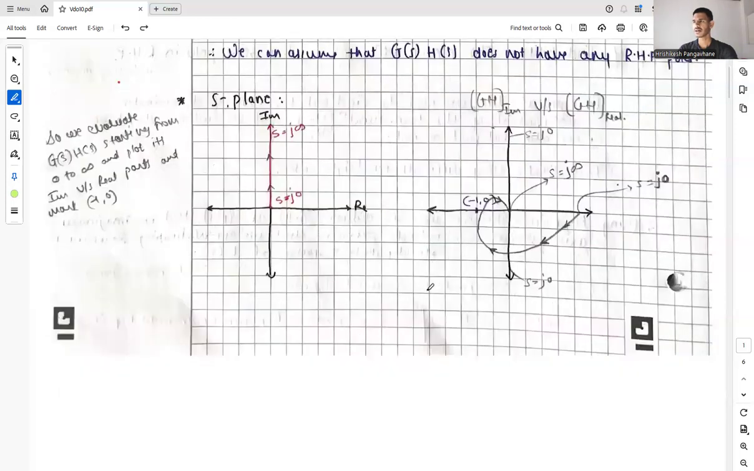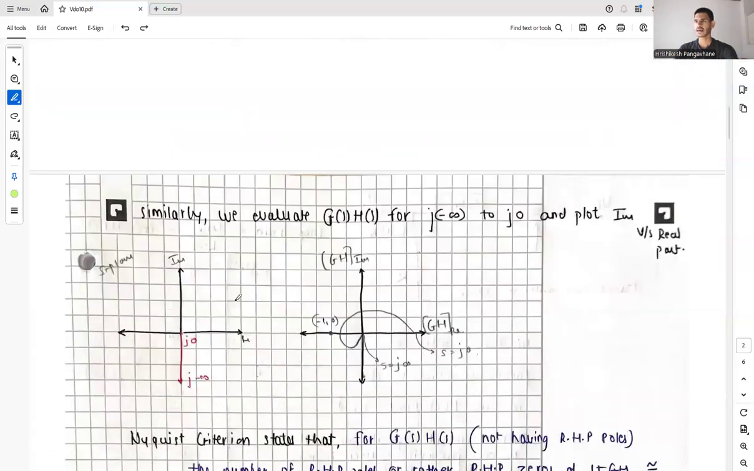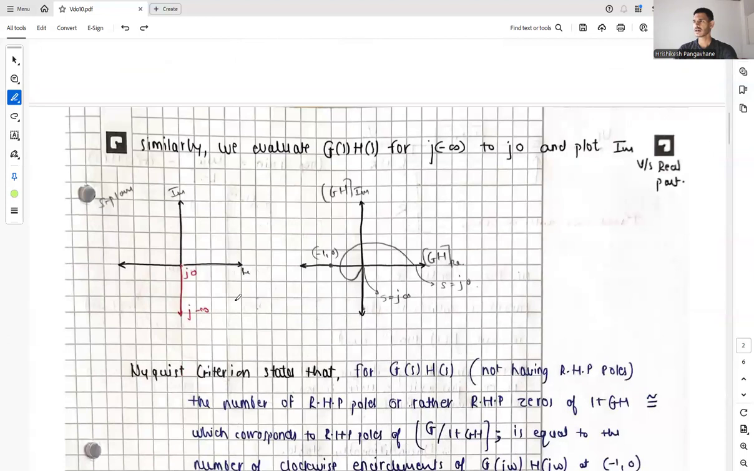plot. Similarly, for negative frequencies, we evaluate G(s)H(s) for j minus infinity to j0 and plot the imaginary versus real parts. So this is a plot of imaginary versus real part of our loop function, evaluated from j minus infinity to j0, and starting from s equals j0 to s equals j infinity. So this is our Nyquist plot, and here lies our critical point.